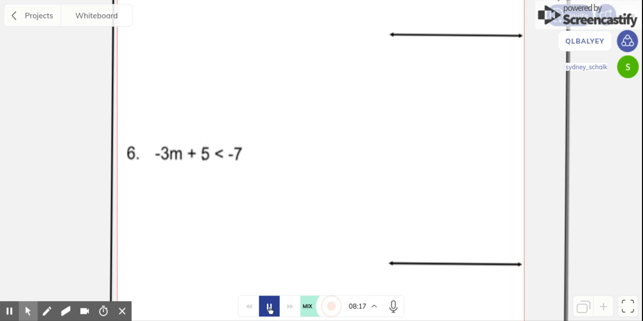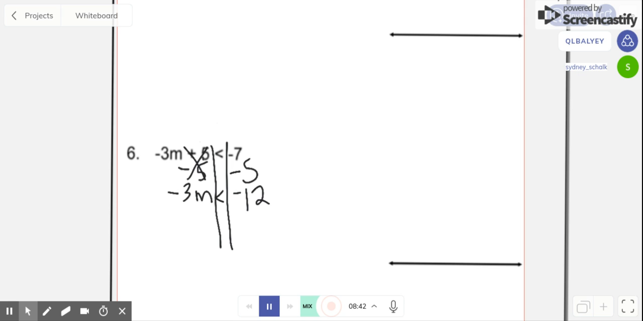For number 6, we have negative 3m plus 5 is less than negative 7. So when I go to solve this one, the first step is to subtract 5 from both sides. The 5's go away. I'm left with negative 3m on the left, and that's less than negative 12. Negative 7 minus 5 is negative 12.